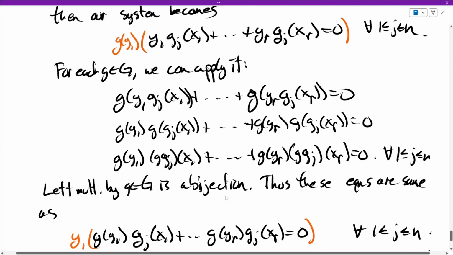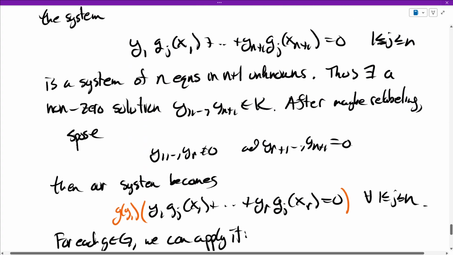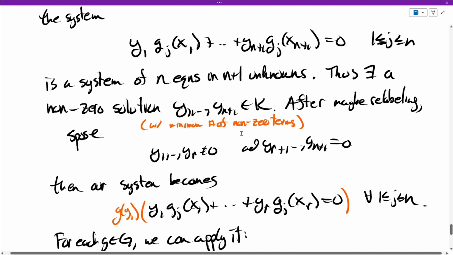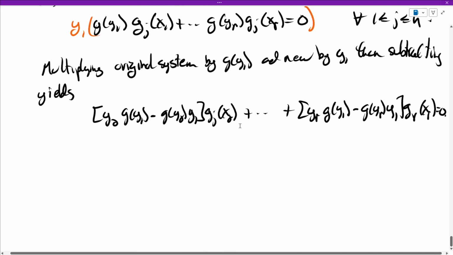So what did we get here? Well, we chose our y's. We chose this r so that all of the non-zero coefficients were in the beginning, and we want to choose the non-zero solution. I forgot to put this here. Non-zero solution with the minimum number of non-zero terms. So you cannot get any fewer non-zero terms. And what did we find? Well, we found that actually you can get one less, right? We no longer have the gj of x1. We've gotten rid of one of them. Okay. So we will have a contradiction unless all the coefficients happen to be 0.